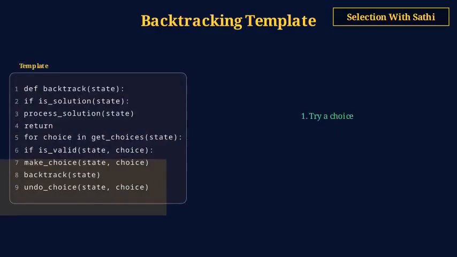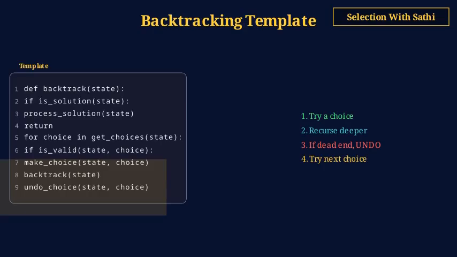The pattern is choose, explore, unchoose. Look at line 2. First check if we have reached a complete solution. If yes, process it and return. Lines 5 through 9 iterate through all possible choices. Line 6. Check if the choice is valid using a feasibility function.